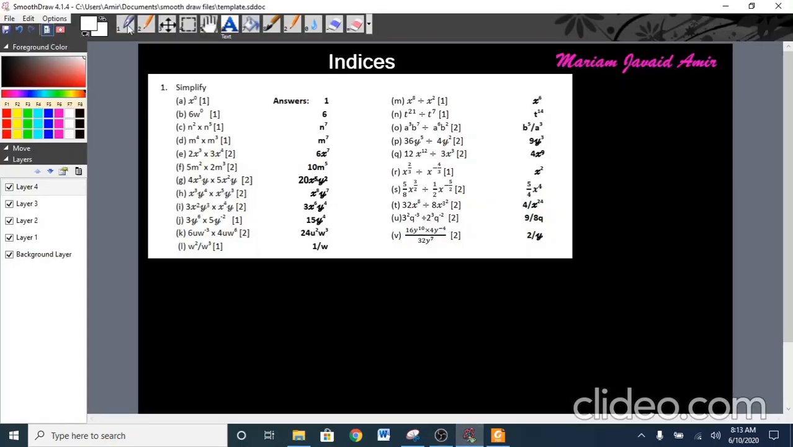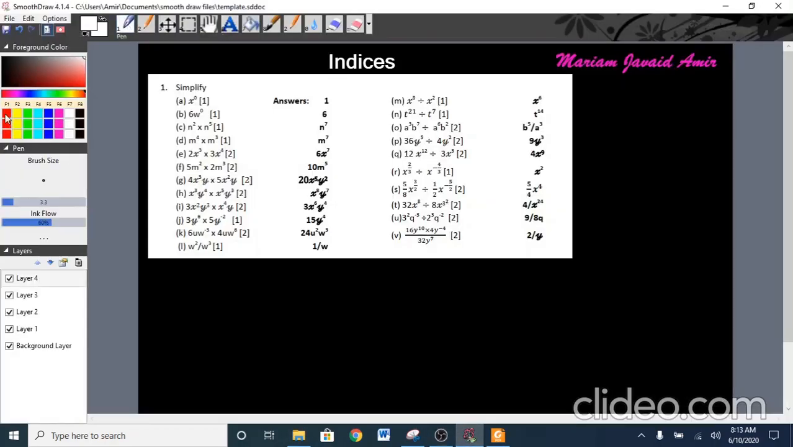Hey everyone, we're doing a worksheet on indices. Question 1, part A, x power 0. Anything power 0 is always 1. So the answer for part A is 1.